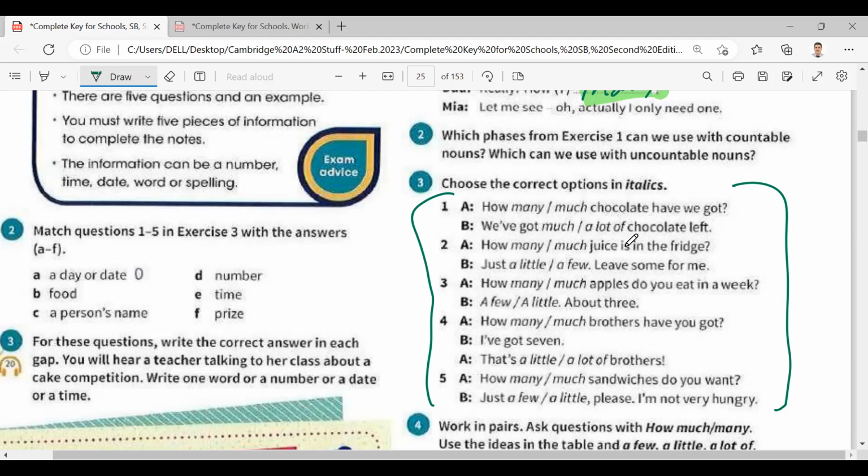Okay, Sarah, are you done? Yes. Okay, perfect. So number one, how many chocolate have we got, or how much chocolate have we got? Chocolate, what type of word is this? Countable or uncountable? Countable. Can you say chocolates or a chocolate? Unfortunately, it's an uncountable word. So how much chocolate have we got? Chocolate like rice, like water, like salt. So how much chocolate? The answer, we have got much or a lot of chocolate left.